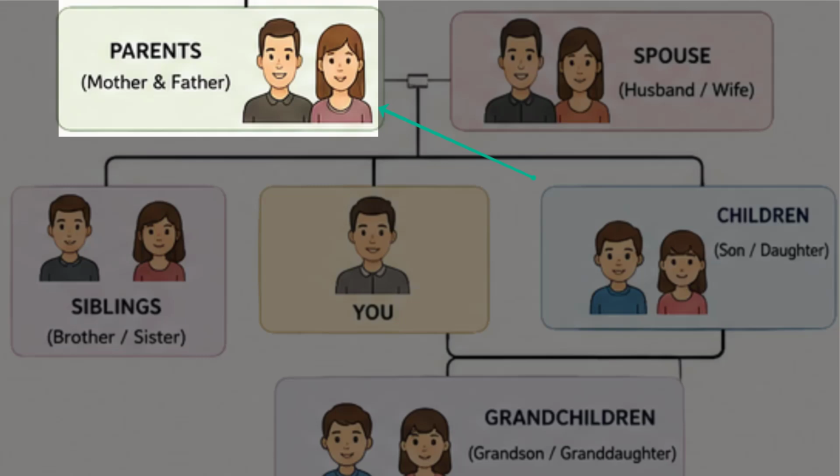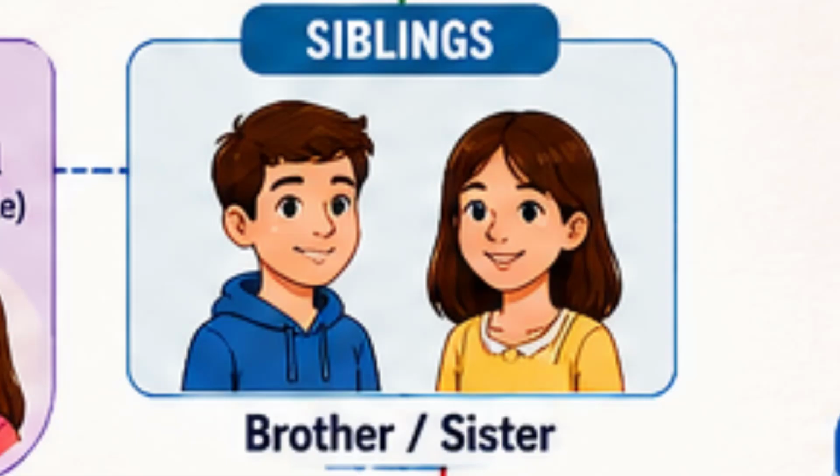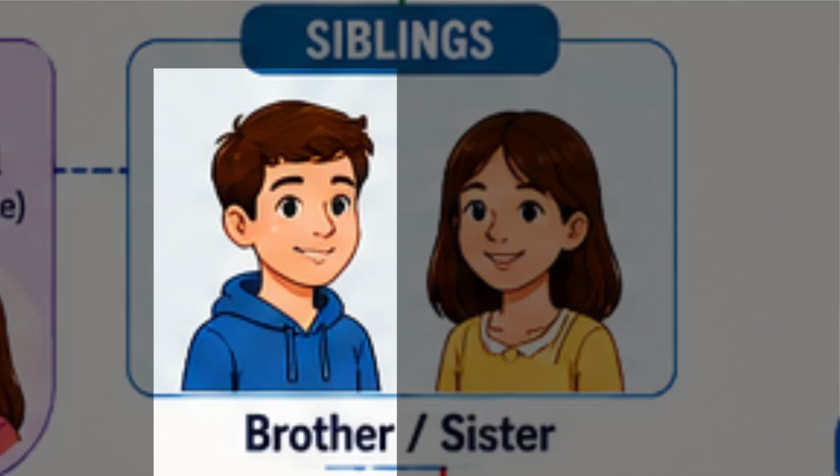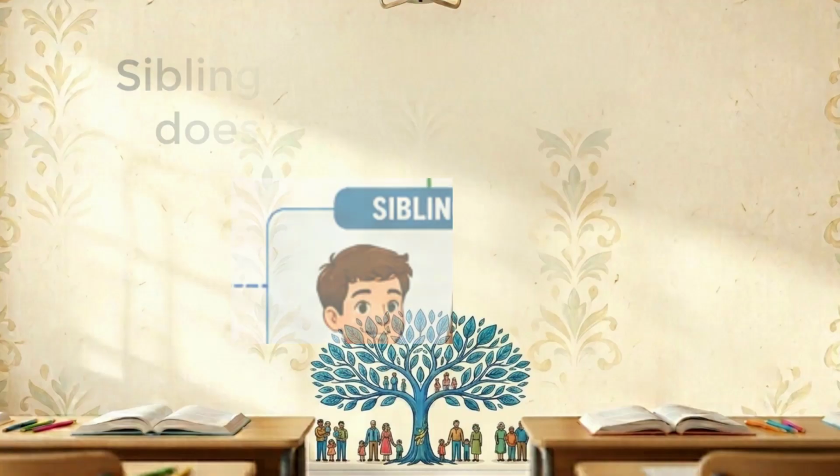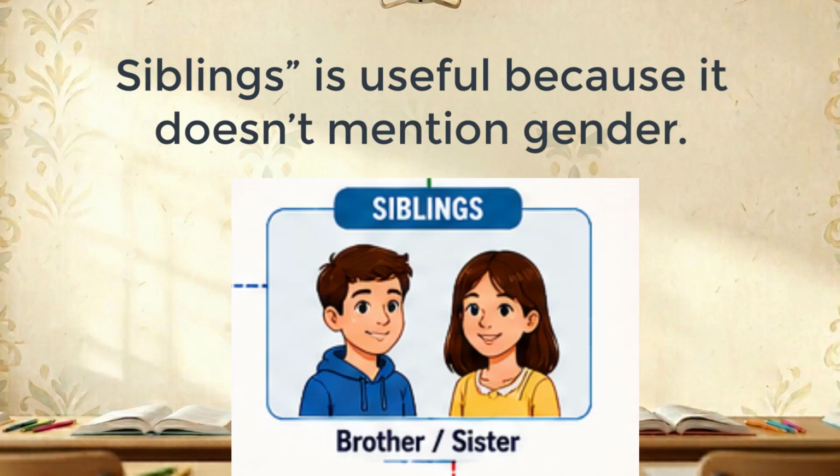Children who share the same parents are called siblings. A male sibling is a brother. A female sibling is a sister. Siblings is useful because it doesn't mention gender.